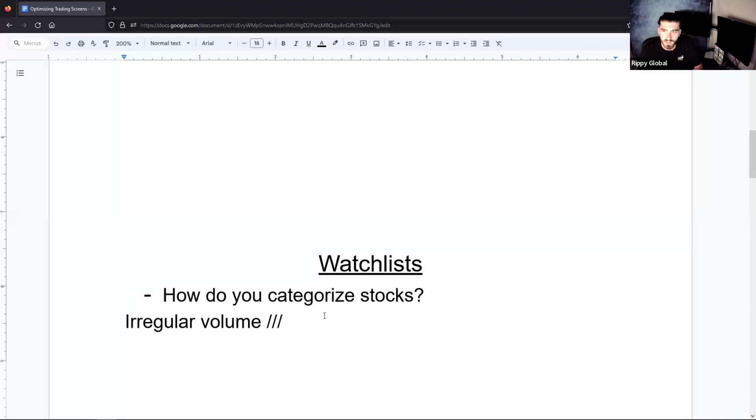Everyone's big on the percent the stock is up. Everyone's big on the volume, but they don't calculate what's normal compared to abnormal. What's different to actually make me catch my eyes on what I'm looking at.